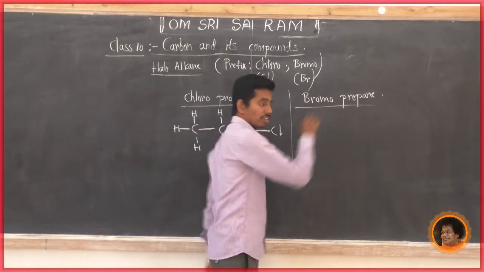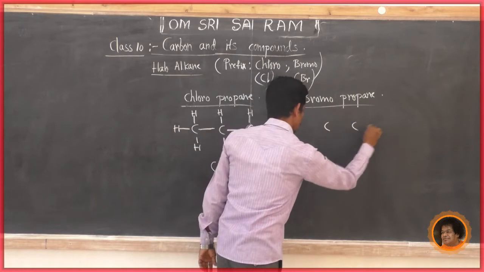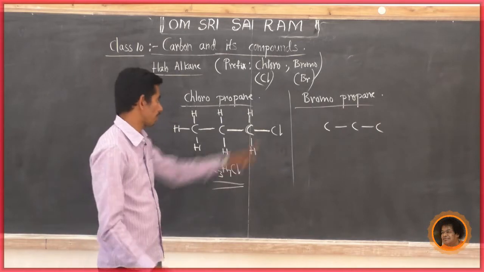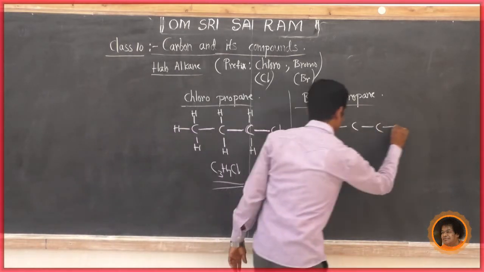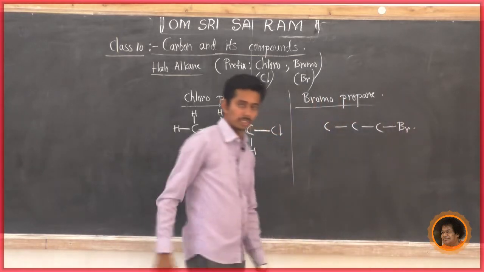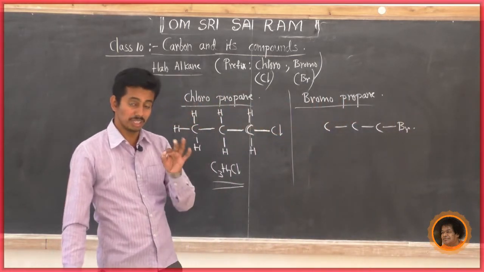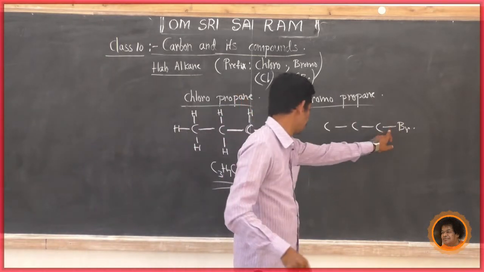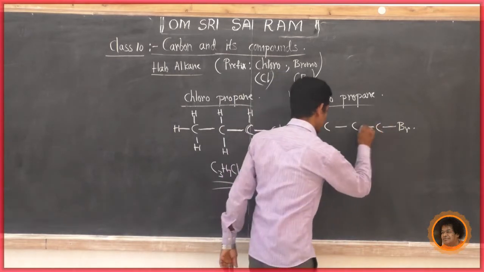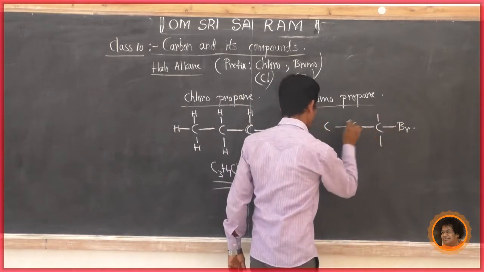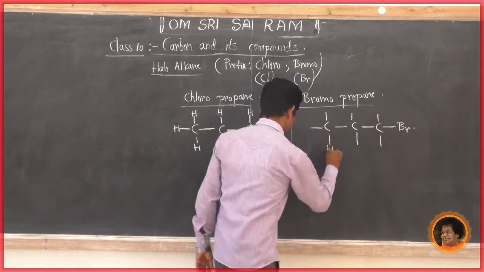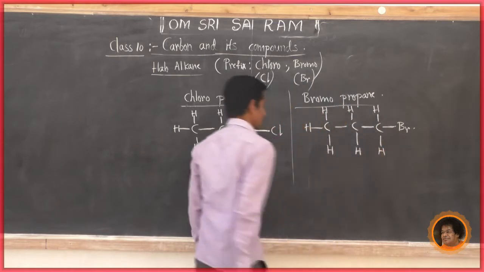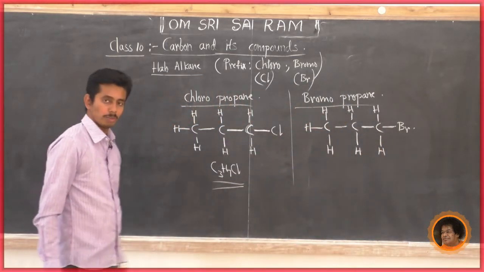From this, write the structural formula. Prop means how many carbons? Same: 1, 2, 3, so 3 carbons. Which one is the functional group for bromo? That is Br, bromine. In bromine also, the outermost shell needs only 1 electron, so only a single bond. After that, for this carbon, lines 1, 2, 3, 4, and the same for the others, and these are for hydrogen. This is the structural formula of bromopropane.